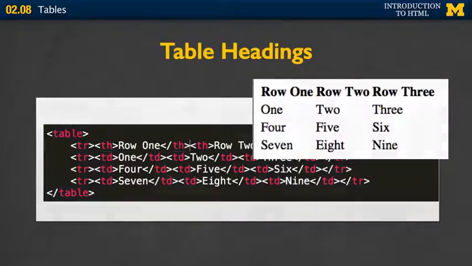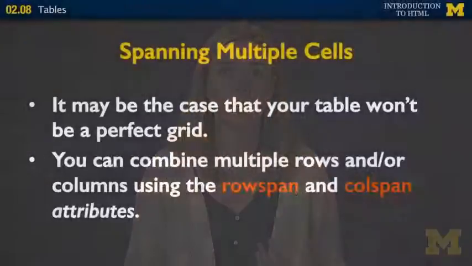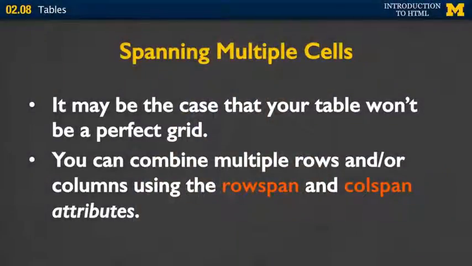same information. So one of the things I mentioned earlier when you're designing your table is you want to decide if you're going to be spanning multiple cells. It might be the case that the table you want to make isn't some sort of perfect tic-tac-toe grid or perfect 9 by 9. So you can combine multiple rows and/or multiple columns using the row span and column span attributes. Inside your element, you would include row span equals 2 if you wanted to span 2 rows, or column span equals 5 if you wanted to have it span 5 columns.